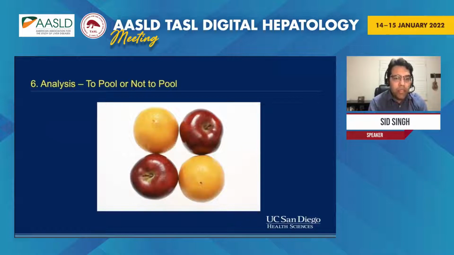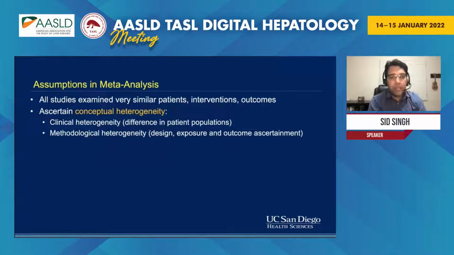The next biggest question is analysis, whether to pool or not to pool. Are these studies apples and oranges that should not be pooled, or do we think they're close enough that it would make sense to pool and combine these estimates? The assumptions in a meta-analysis are that all studies examine very similar patients, interventions, and outcomes.